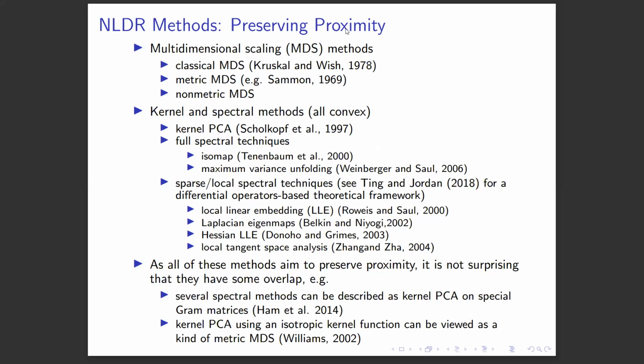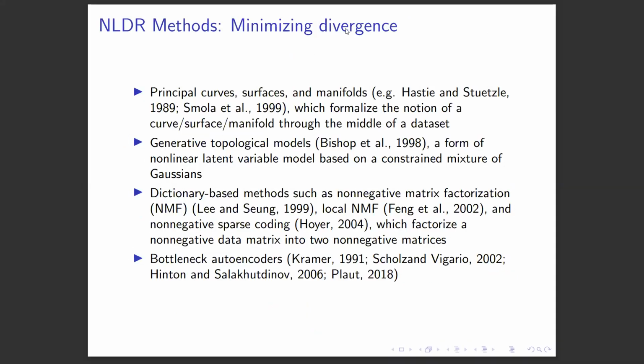And then all the kernel methods and spectral methods, and they all fall under this category. And the second type of method is to minimize the divergence between the output and input. So what we have seen before, the principal curves, principal surfaces, principal manifolds, they all formalize this notion of this representation going through the middle of the data set to minimize the distance between the input and the output. And then you have the generative topological models, and there are some matrix-based methods. And the last one is from the deep learning. It's bottleneck autoencoders.